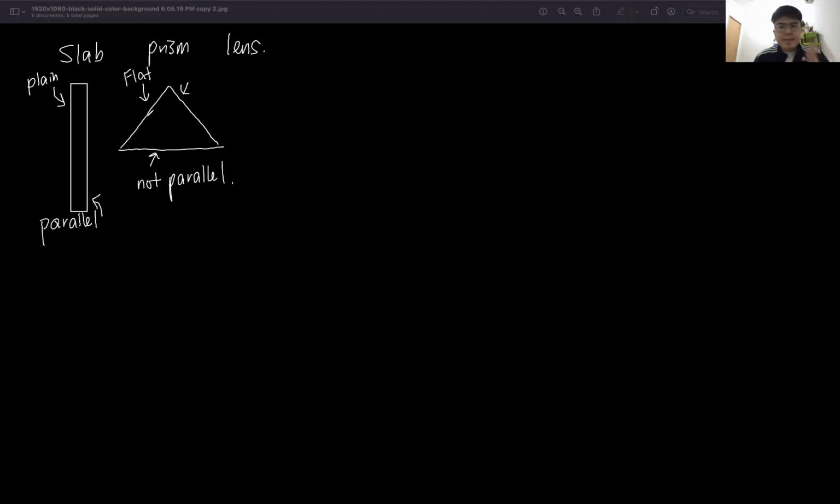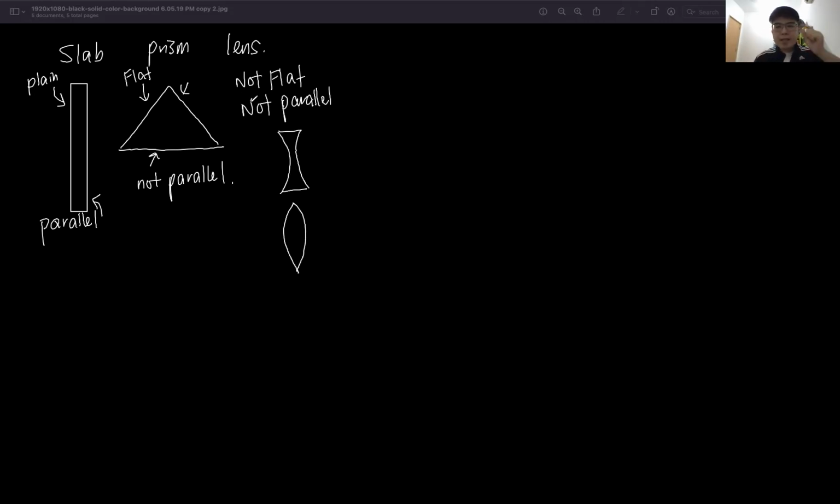Now, how about a lens? What is considered a lens? A lens is when the reflecting surface is not flat and also not parallel. Okay, so meaning that you have two types in general. You have the concave lens and the convex lens here. Two reflecting surfaces, again, left and right, and they are curving. They are not plane, okay? And also they are not parallel.